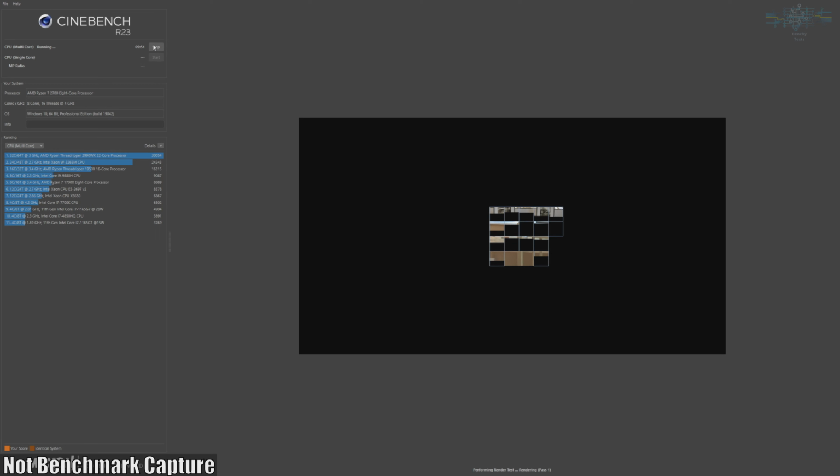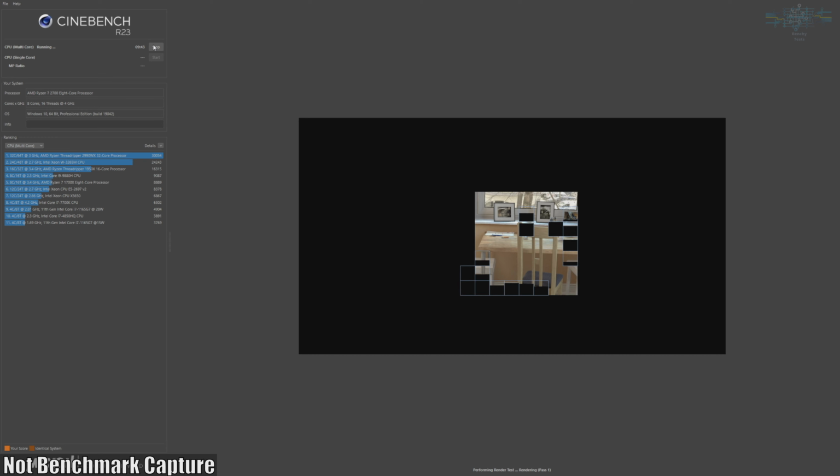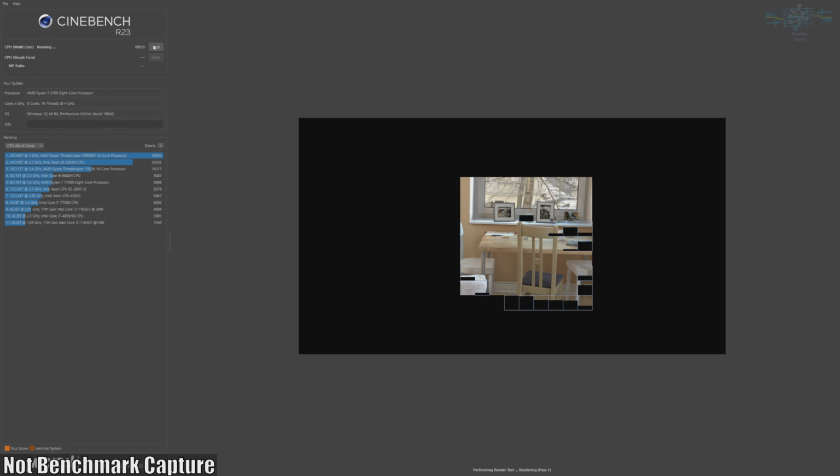Cinebench R23 is first up for the non-gaming benchmarks. This is a multi-threaded, tile-based rendering benchmark based on Maxon's Cinema 4D rendering engine. This isn't the most representative of benchmarks because the Cinema 4D engine isn't that widely used. Most people actually prefer to use Blender instead, which we also have a benchmark for after this. But we're including R23 anyway because I don't care and I want to.